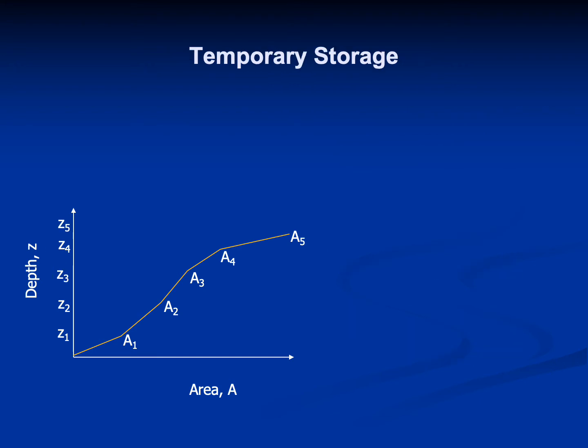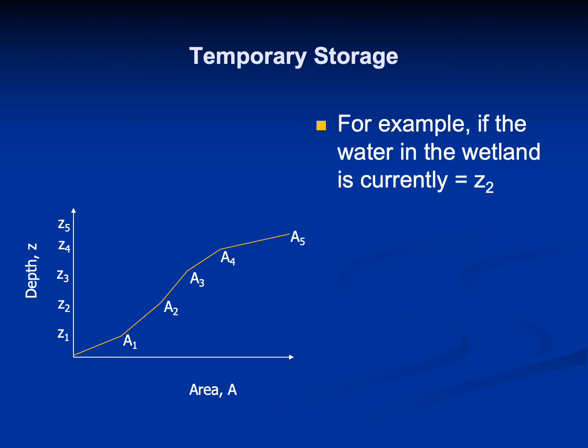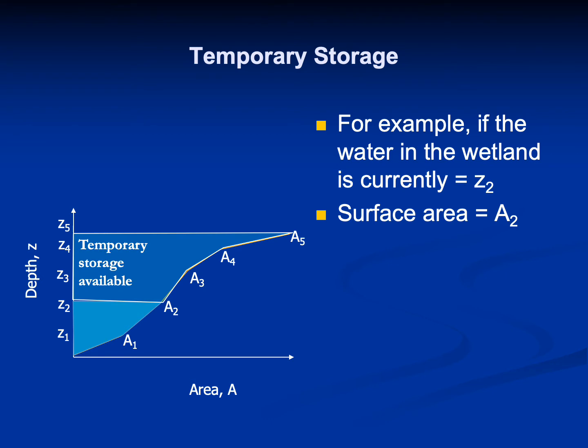For example, in this illustration, let's assume the water in the wetland is currently at a depth of Z2. The current surface area is then shown by A2. The wetland can continue to collect water until the water level rises to Z5, at which point the capacity will be filled and the wetland will start to act as a source for saturation excess overland flow. The storage capacity remaining in the wetland is the shaded space between Z2 and Z5.